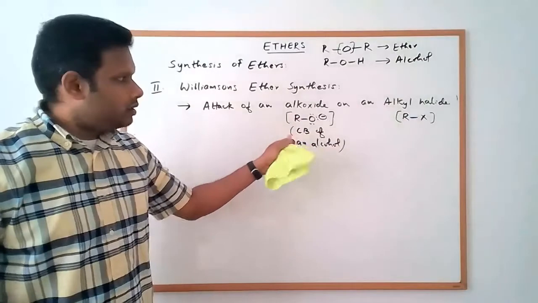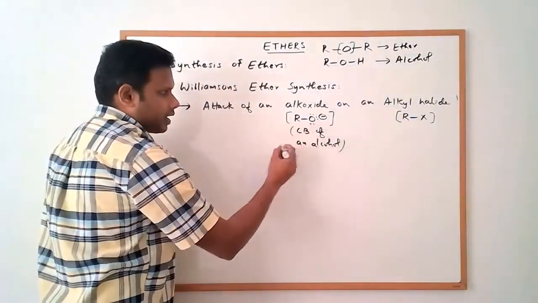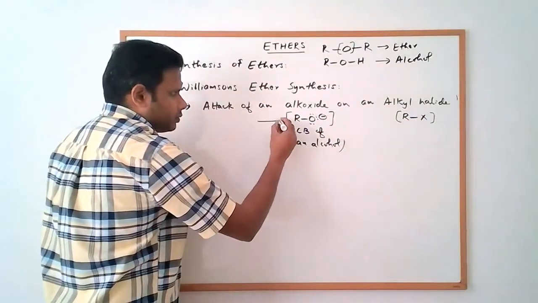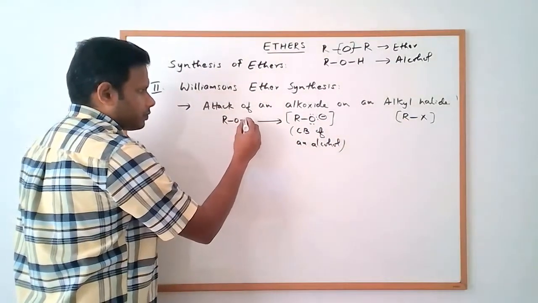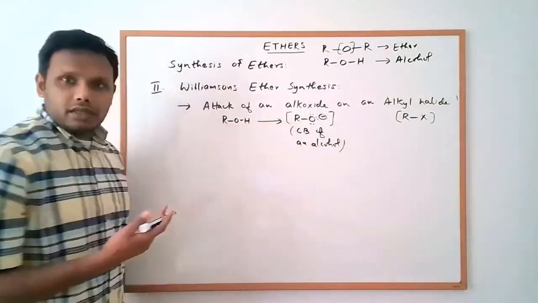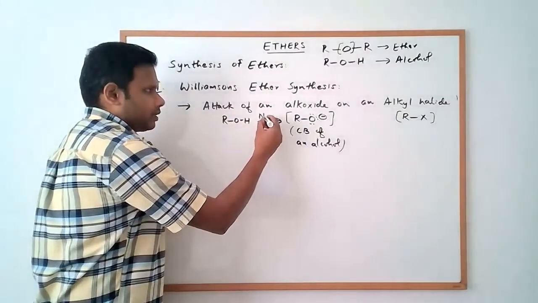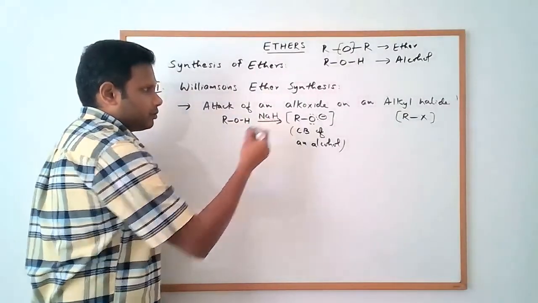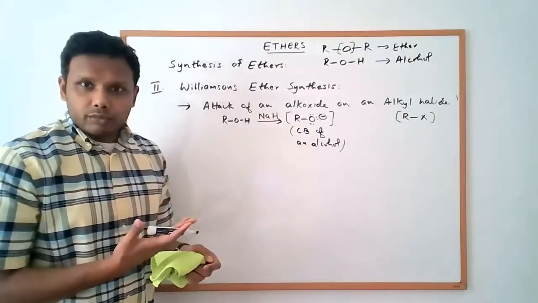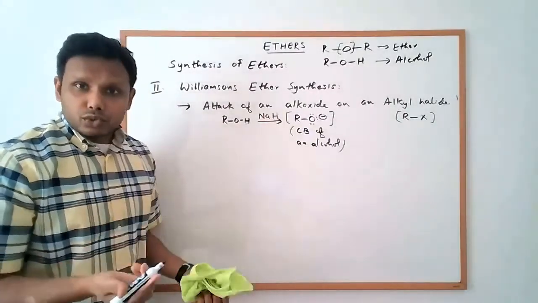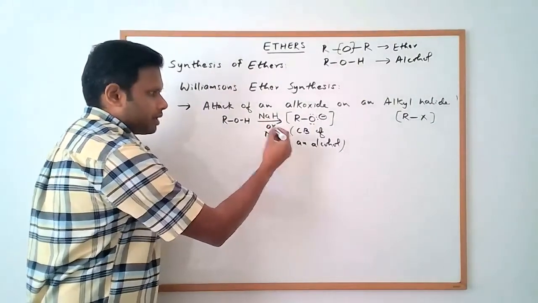Now, how do you make the alkoxide? Since this is the conjugate base of an alcohol, what you can do is start with an alcohol and react it with a base. Okay, so if you react an alcohol with a base, and I think a very common base could be sodium hydride. You could even use sodium for doing this reaction, or just sodium metal.